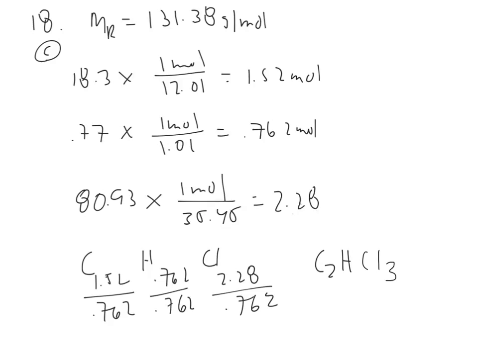And the mass of that then, 2 times 12.01 plus the 1.01 for the hydrogen plus 3 times the 35.45 for the chlorine is going to give me a mass of 131.38. So this is also the molecular formula.